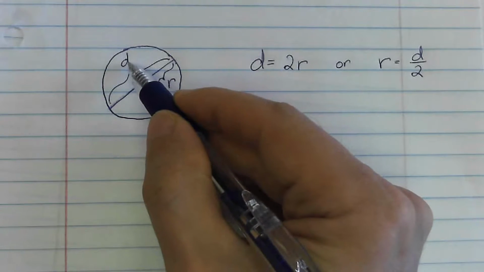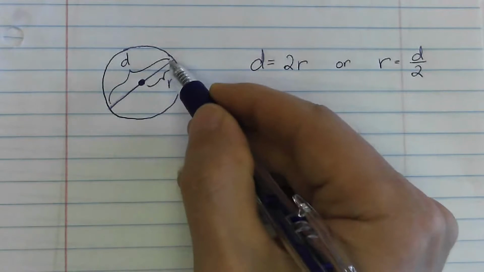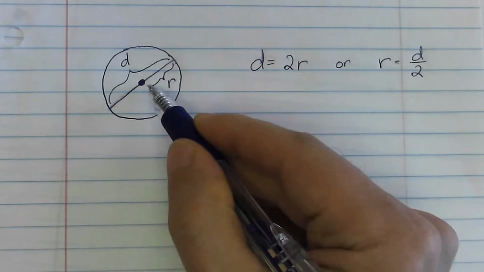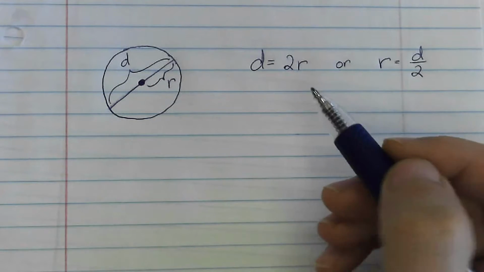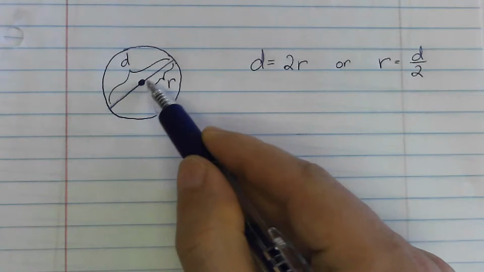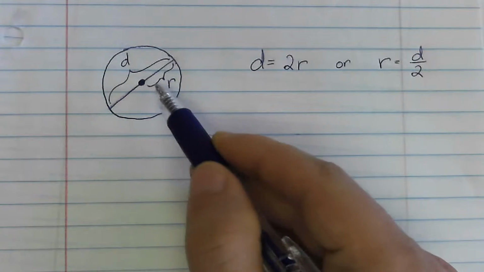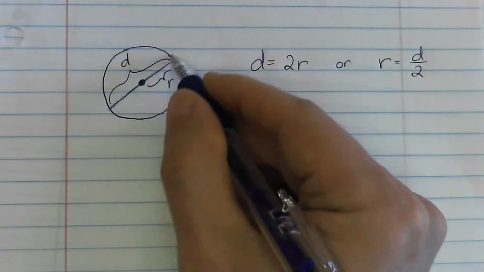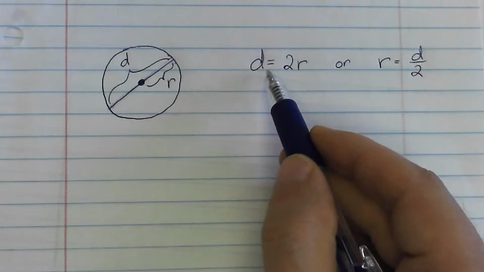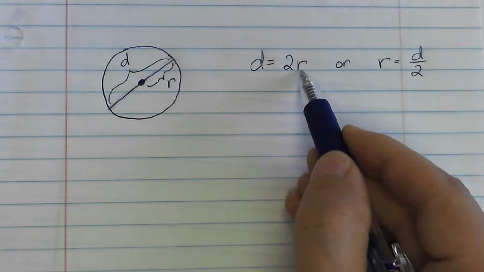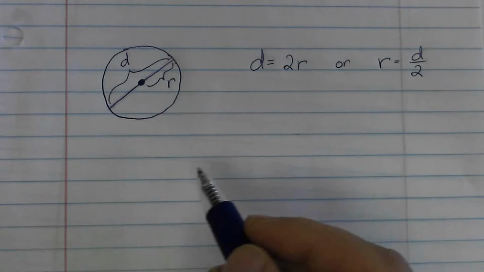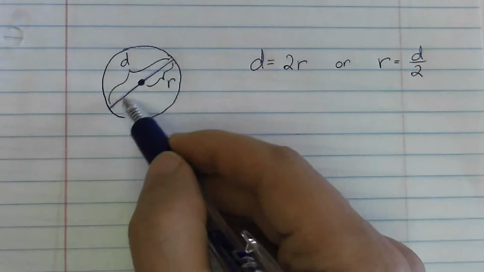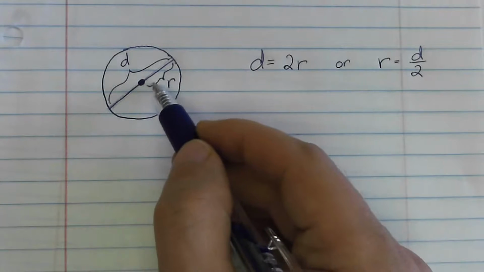So see the difference? Diameter, with a little d, goes from one end to the other, passing through the center. Radius goes from the center to the outer edge. Now, if you had two radii, this side and this side, 2 radius is going to equal the diameter. So diameter equals 2 times the radius. Or, another way to think of it is if you take the diameter and divide it by 2, that equals the radius. Try to commit those two equations to memory.